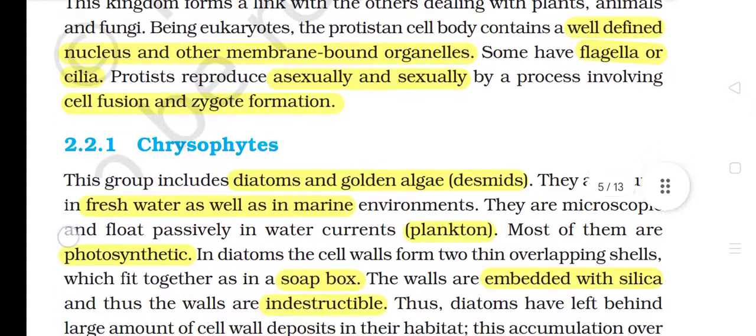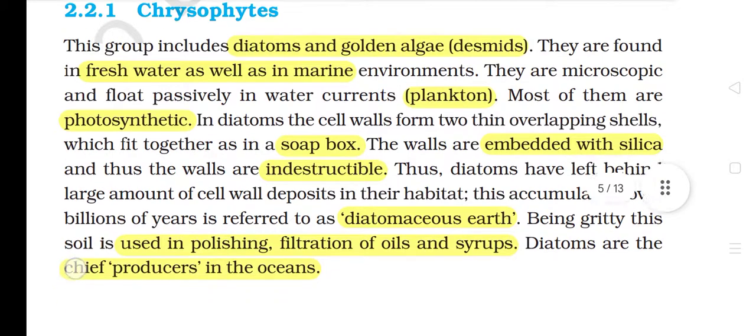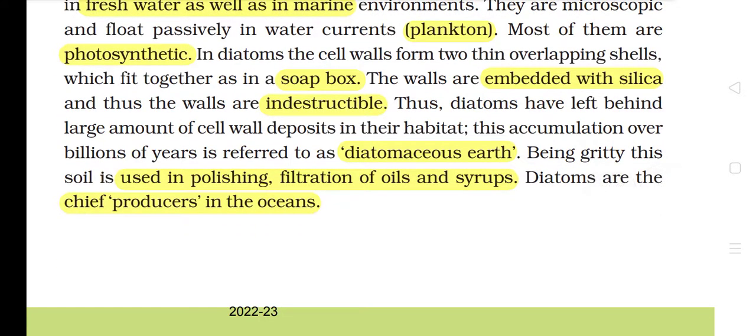2.2.1 Chrysophytes. This group includes diatoms, golden algae, and desmids. They are found in freshwater as well as in marine environments. They are microscopic and float passively in water currents (plankton). Most of them are photosynthetic. In diatoms, the cell walls form two thin overlapping shells which fit together as in a soap box. The walls are embedded with silica and thus the walls are indestructible.